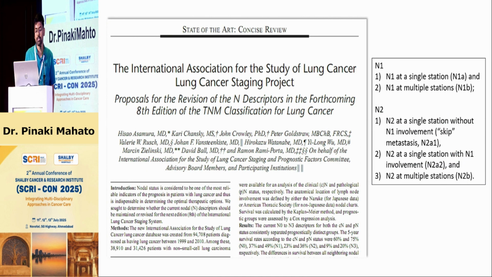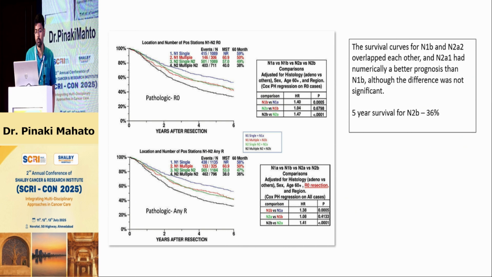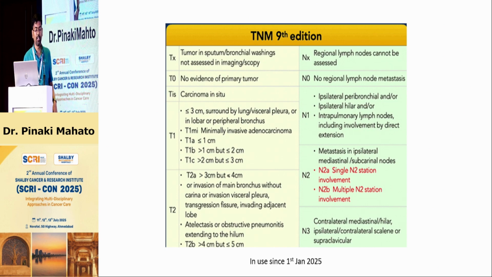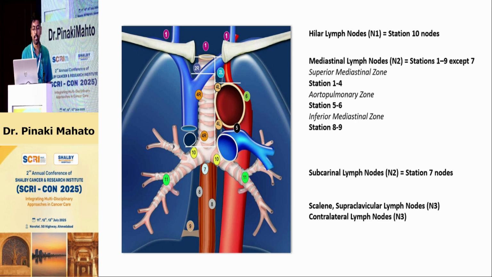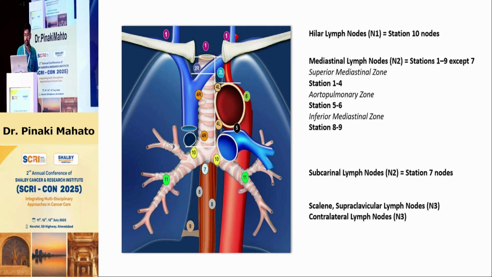But there were some proposals that we divide this N2 based on whether single station or multiple stations are involved, because there is some difference in the prognosis if you have multi-station N2 versus single station N2. And I think from this year we have the TNM 9th edition. Again, I looked at it yesterday. So it basically says that N2 has to be divided into single N2 station involvement and multiple N2 station involvement. And these are the different stations. I also put this slide because many people would like to look at it. It is a very good slide which shows what the different stations are.